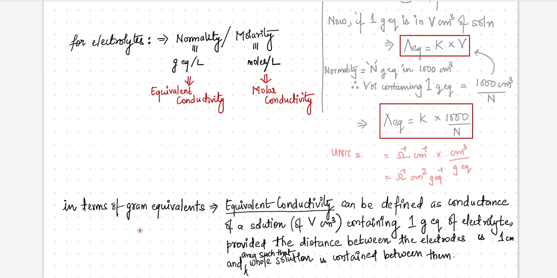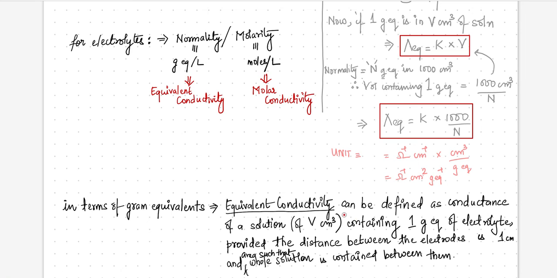As you can see here, I have written the definition of equivalent conductivity. As I already told, here we are dealing with normality. In normality we talk in terms of gram equivalents, the number of gram equivalents present per liter of the solution. So whenever the concentration term that we use is in terms of gram equivalent, the conductivity that we talk about is equivalent conductivity.